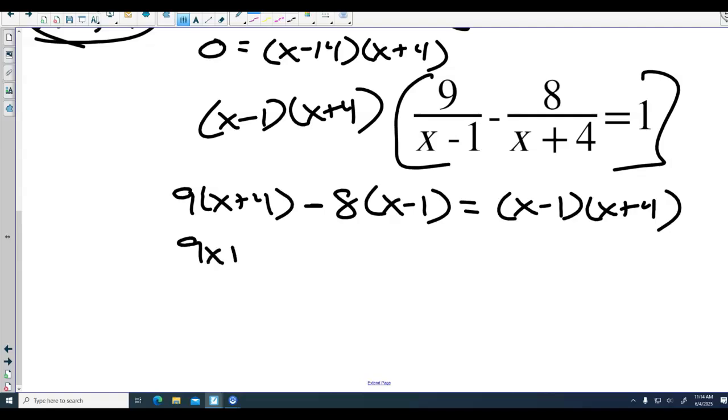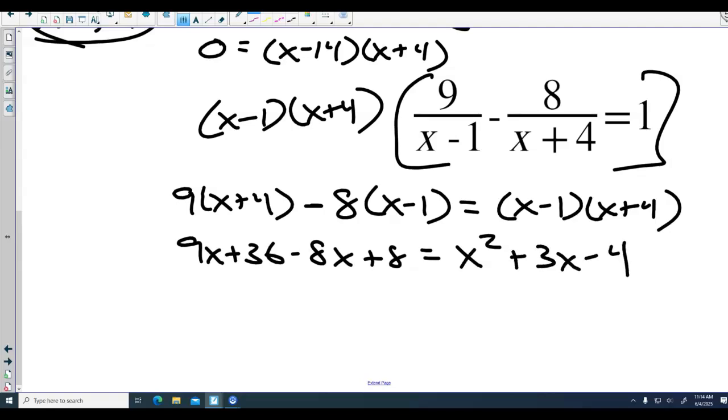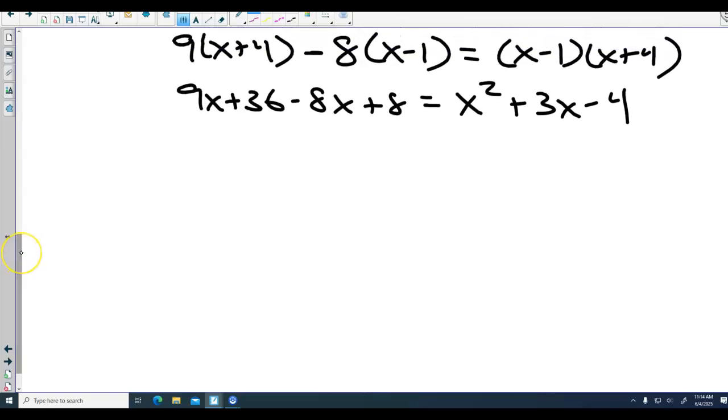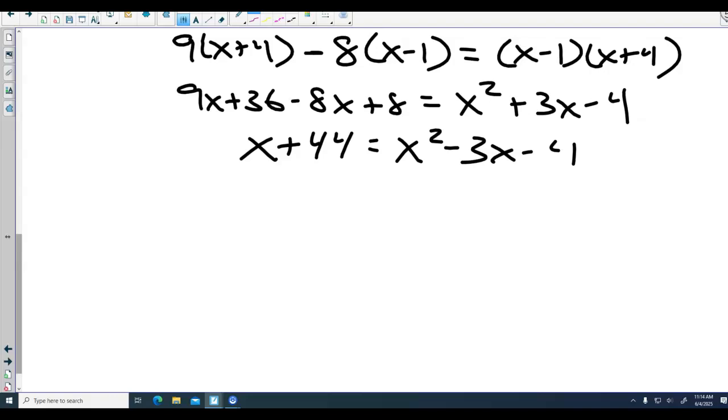So 9x plus 36 minus 8x plus 8 equals x squared plus 3x minus 4. I'm distributing on the left. I'm FOILing on the right. Combine your like terms. x plus 44 equals x squared minus 3x minus 4. I'm subtracting x and I'm subtracting 44 on both sides. So x squared minus 4x minus 48.